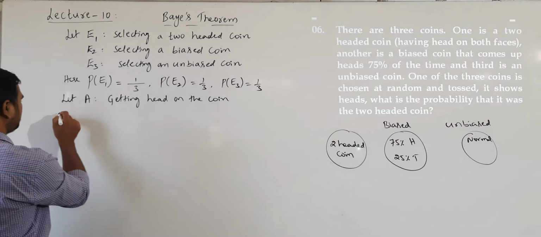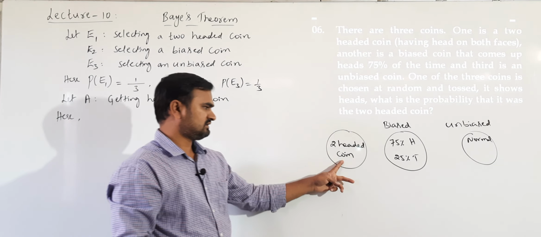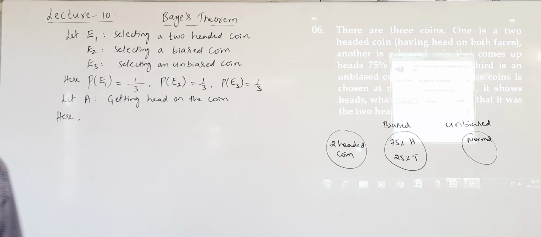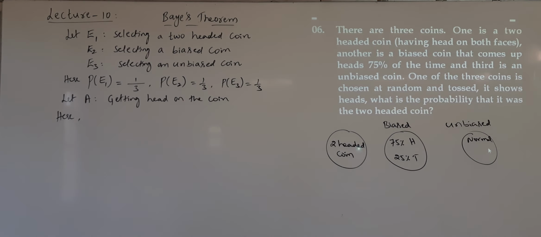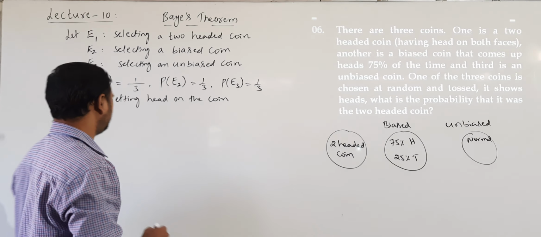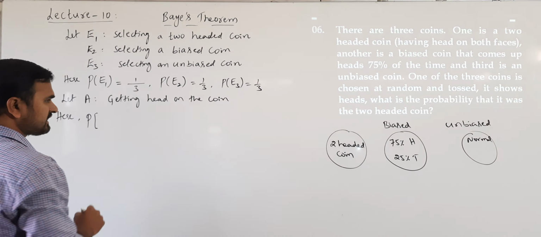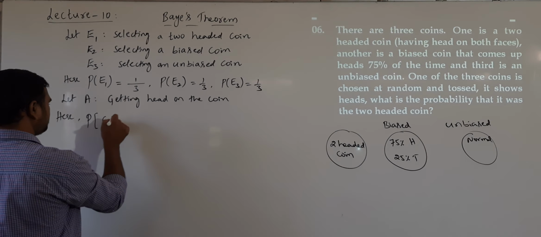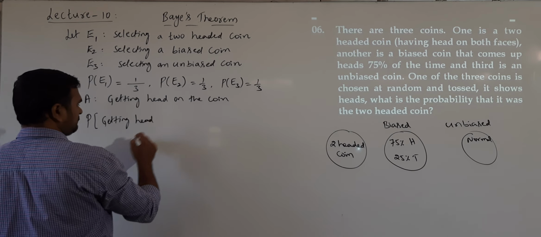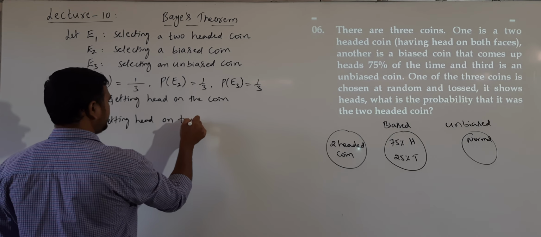So here, what is the probability of getting head if we have selected a 2-headed coin? What is the probability of getting head if I am selecting a 2-headed coin? So we write here, probability of getting head on the 2-headed coin.